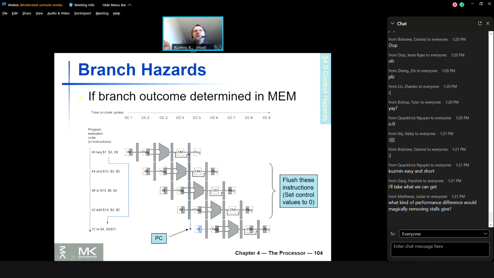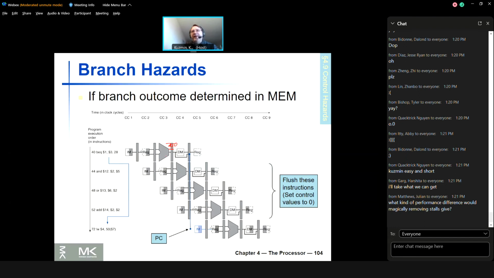And so first, branch hazards. Remember, we were talking about the initial design where the branch outcome is determined only in the memory stage, right? Because we know that branching depends on this 0 signal, which is one of the outputs of the ALU.